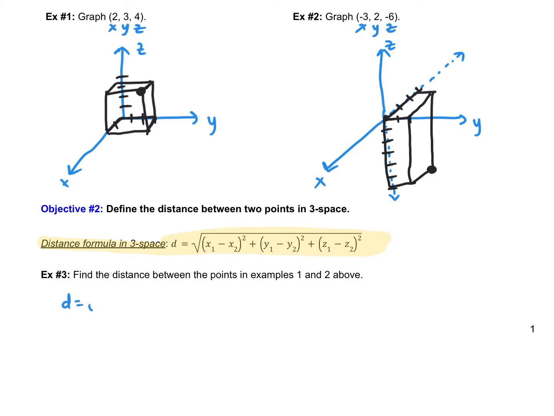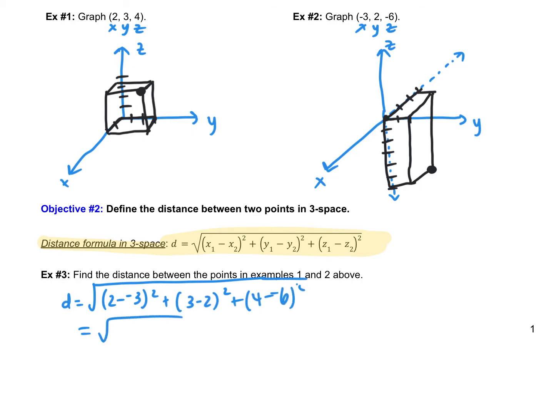So if we're going to find that distance, it is going to be equal to the square root. If I subtract my x's, I have 2 subtract negative 3, subtract my y's, so 3 subtract 2, subtract my z's. So that ends up being the square root of 5 squared, add 1 squared, add 10 squared. So we get a distance of the square root of 126.